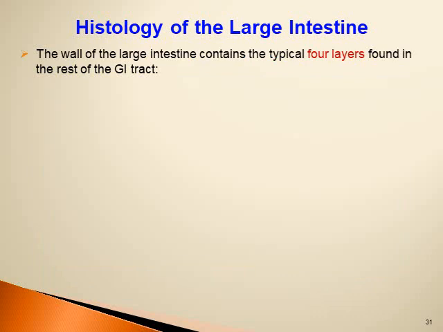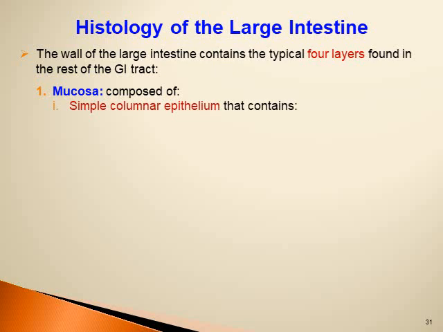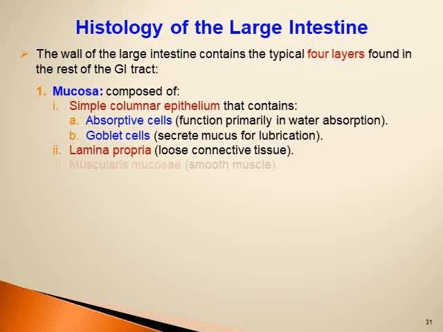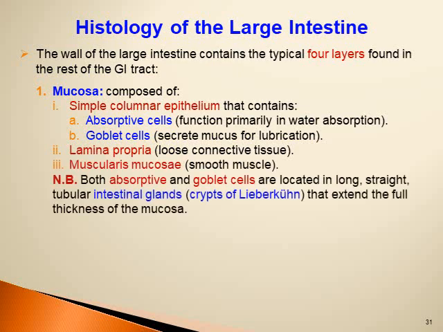The wall of the large intestine contains the typical four layers found in the rest of the GIT. The mucosa, composed of simple columnar epithelium, contains absorptive cells, which function primarily in water absorption, and goblet cells that secrete mucus for lubrication. Again, lamina propria, muscularis mucosa. Both absorptive and goblet cells are located in long, straight, tubular intestinal glands.